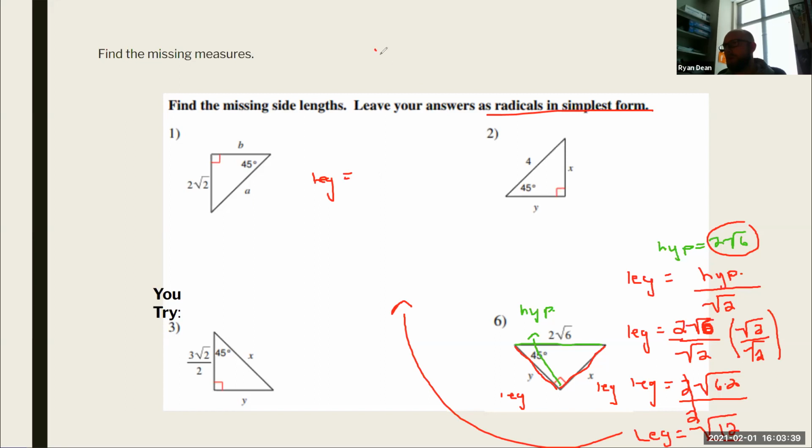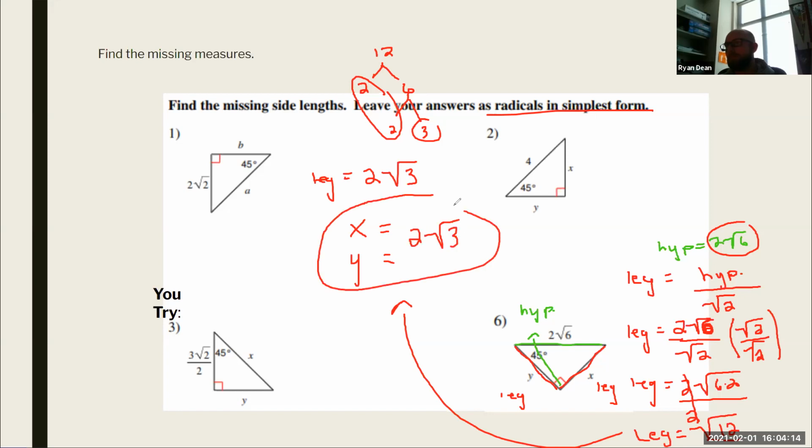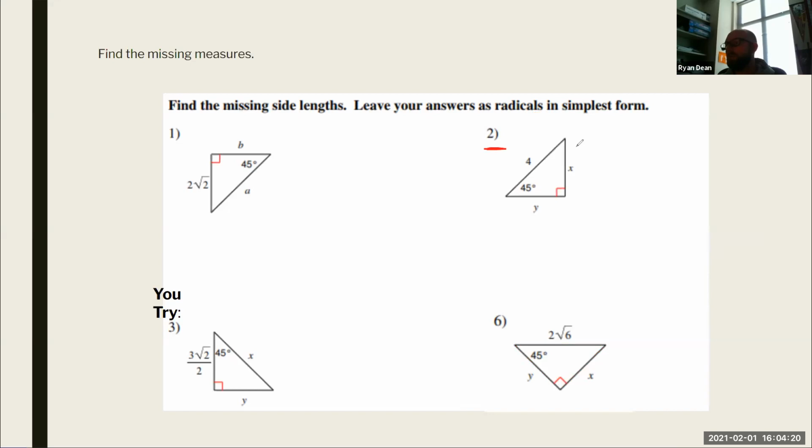So with 12, if I break this down into the prime factorization, I'm going to divide by 2. And then 6, I can divide by 2 again and get 3. And then I can pull a 2 out from underneath the square root. What's left is the 3. The 3 stays in the house by itself, and this is what my leg is equal to. So for this problem, both x and y are equal to 2 times the square root of 3. Now I want you to do number 2 by yourself.